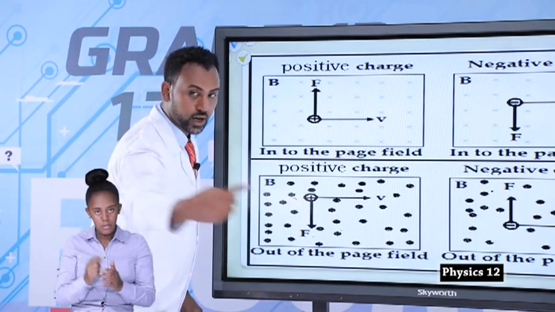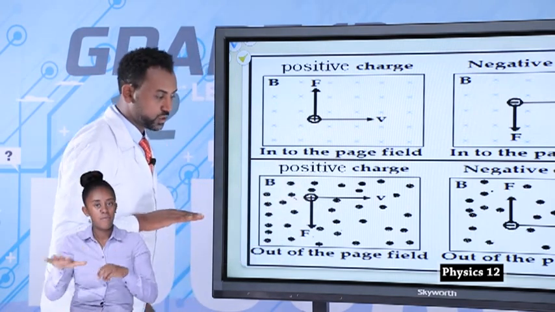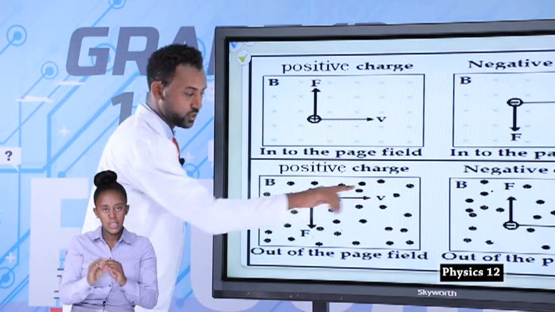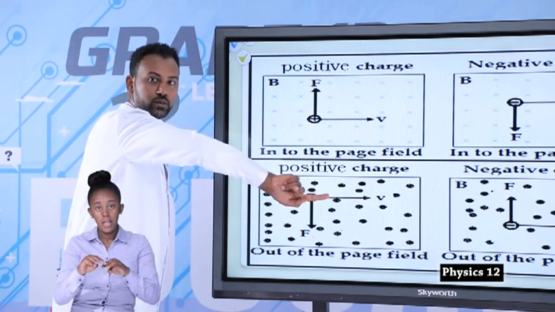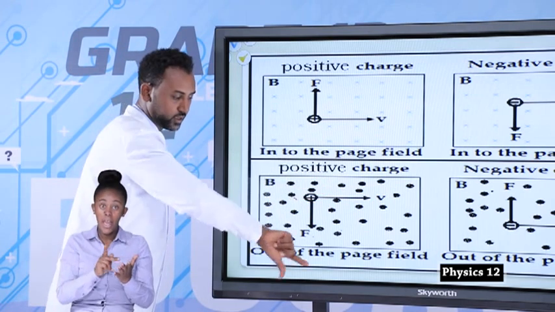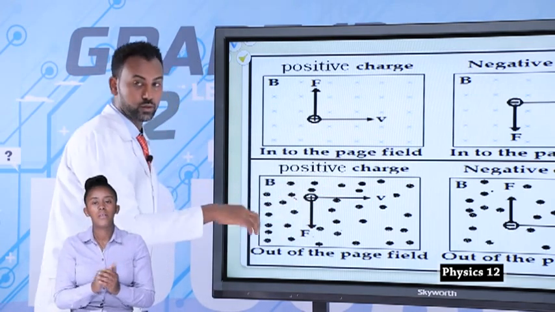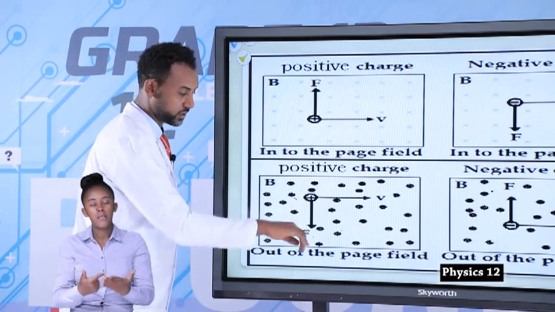There is a magnetic field which is acting out of the page. The charged body is moving in this direction. Therefore, the velocity, the magnetic field is out of the page, and the force is acting downward. So the force exerted on this positive point charge is acting downward.